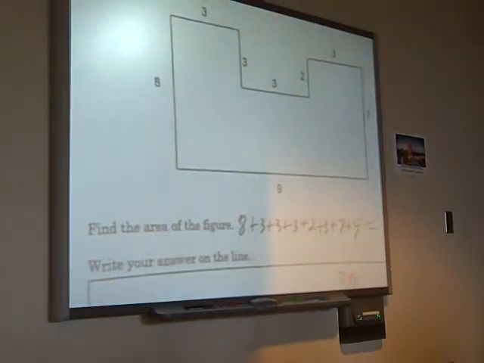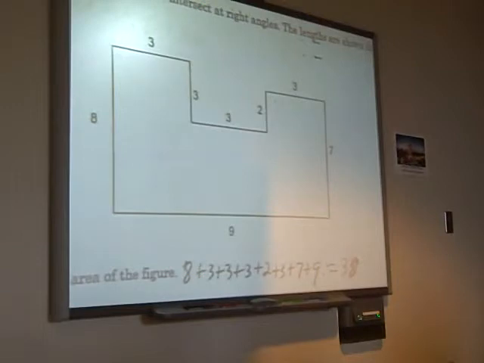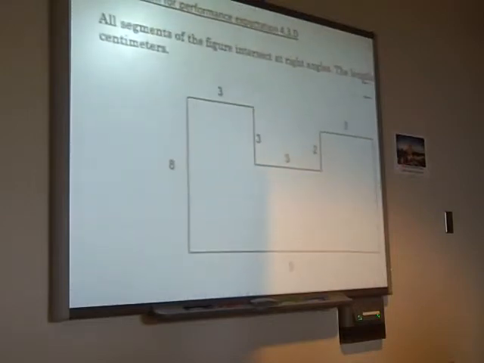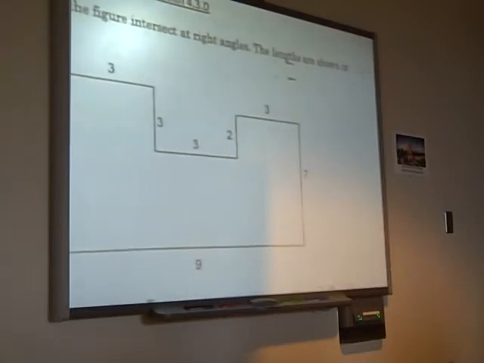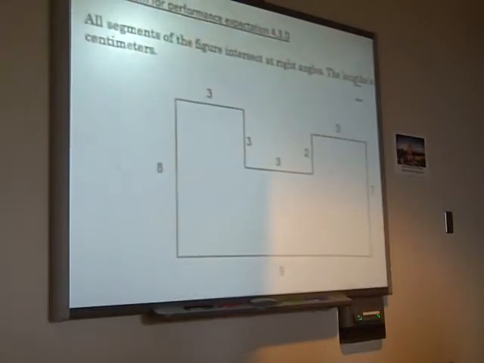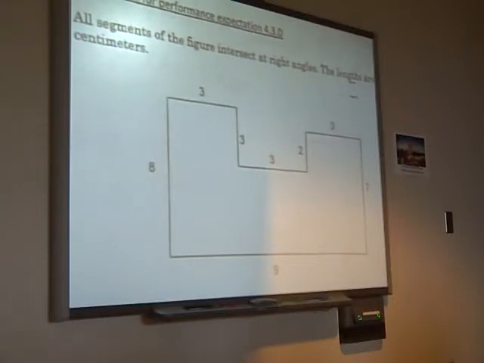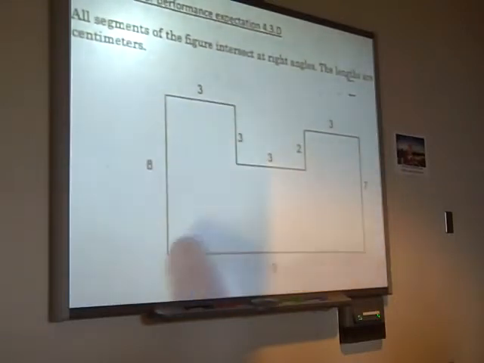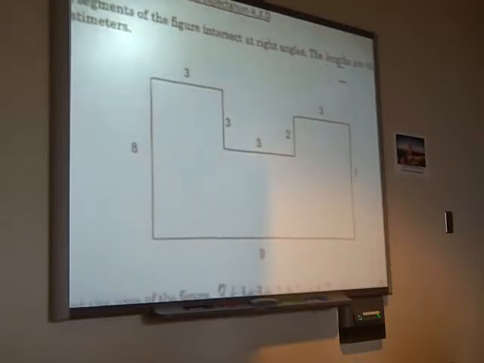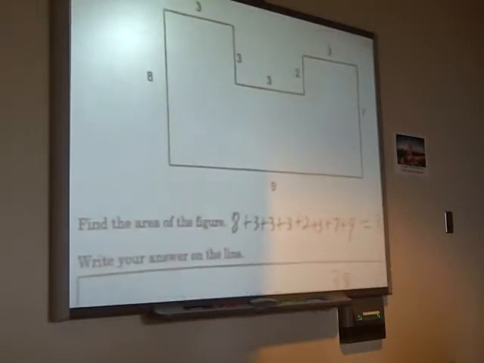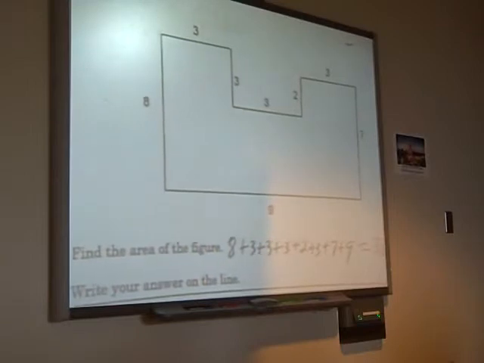So we're looking at 5 students, same exact problem. This was a problem on a math test that the students were all required to take. It says all segments of the figure intersect at right angles. The lengths are shown in centimeters. So those numbers represent the lengths of each of those sides or lines, if you want to think of it that way. Now the problem is to find the area of this figure or diagram.